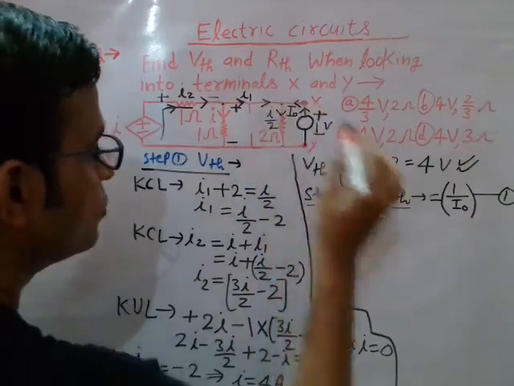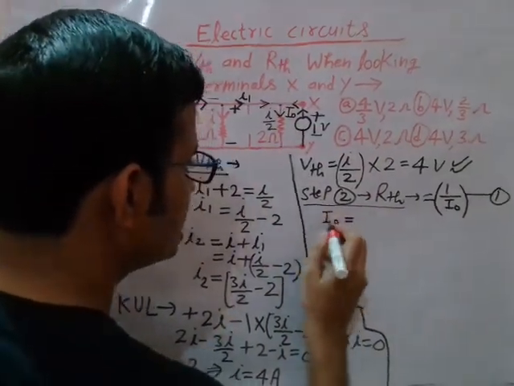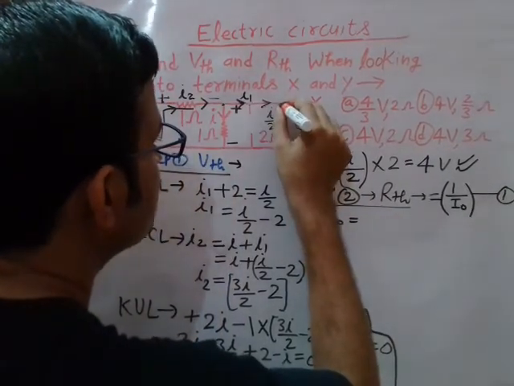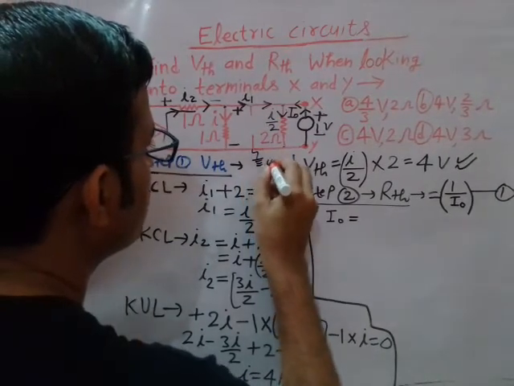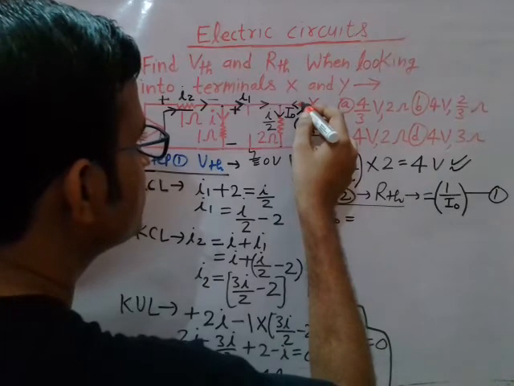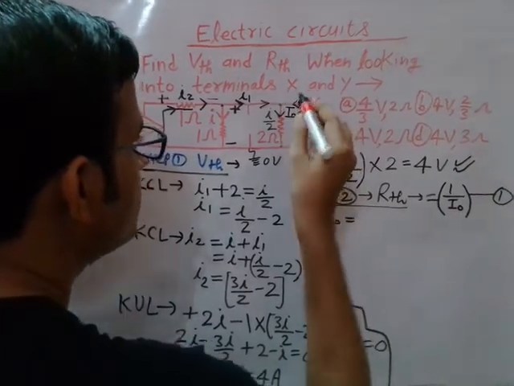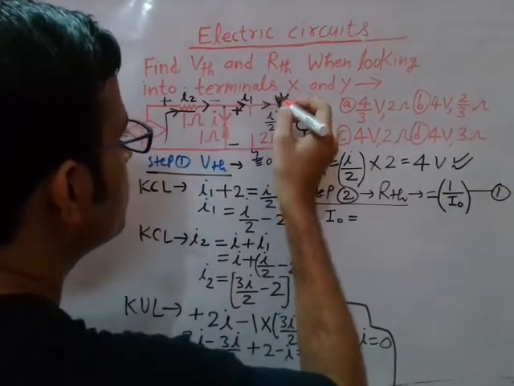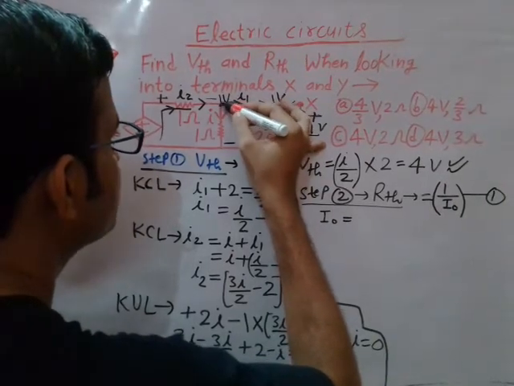So the same I am going to do. I naught will be equal to, applying KCL, this voltage. What is the voltage? With respect to ground, which is 0 volt, this is 1 volt, this is also 1 volt, this is also 1 volt, and this is also 1 volt, because this is a parallel branch.